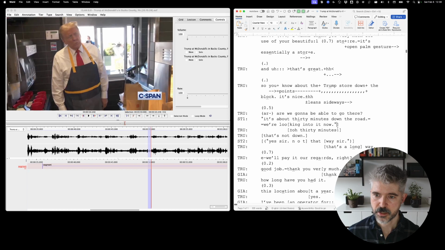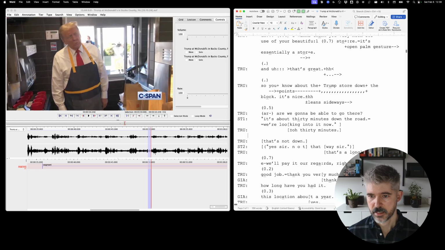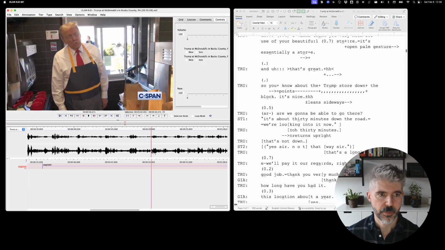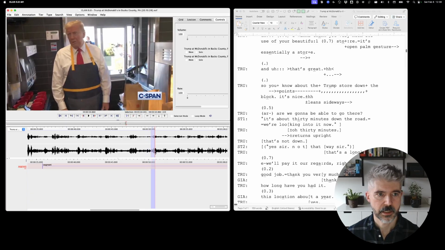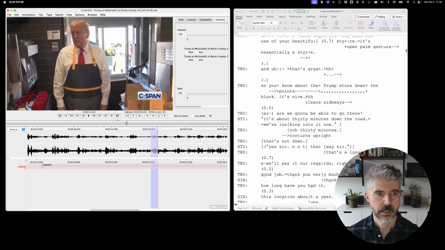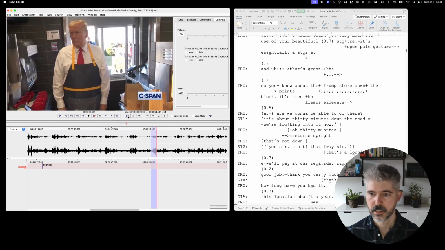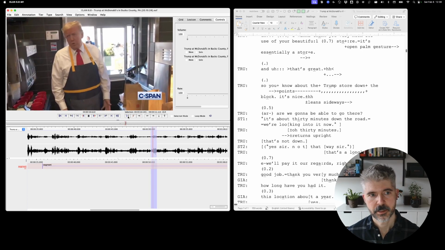and I will adjust this overlap bracket to make it a line. And then I will put the arrow, fix the alignment, and turns upright. And we'll see how long his return to an upright position takes. Okay, he's upright around here. 30 minutes.